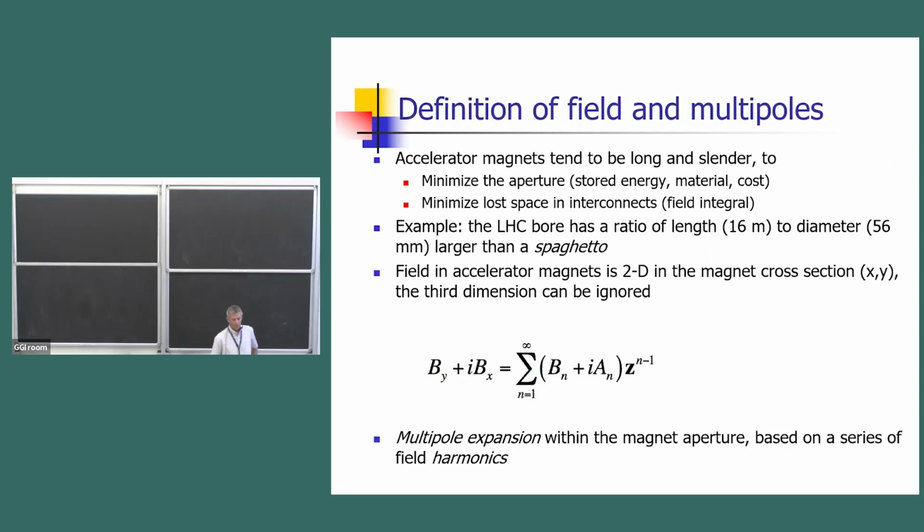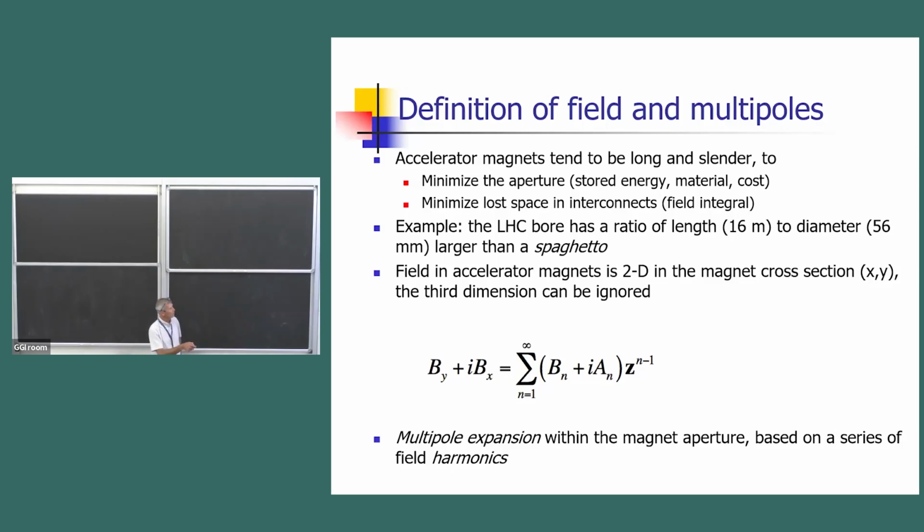Actually, field is one thing, but you want field homogeneity in accelerators. And the way to design for accelerators is usually to look at them in 2D, because accelerator magnets tend to be long and slender. If you look into the aspect ratio of the aperture of an LHC magnet to the length of the LHC magnet, it's actually smaller than a spaghetto, okay? That's the aspect ratio that the aperture has.